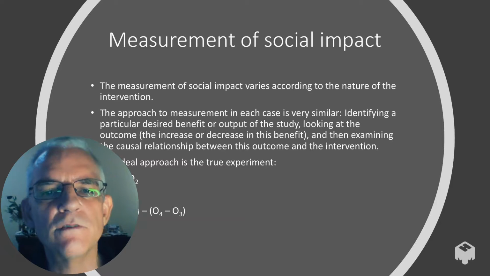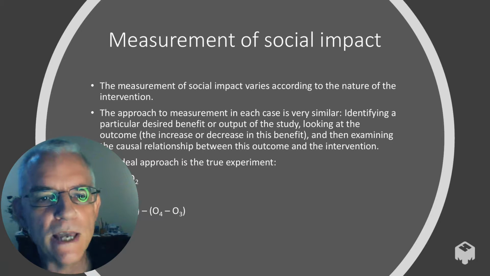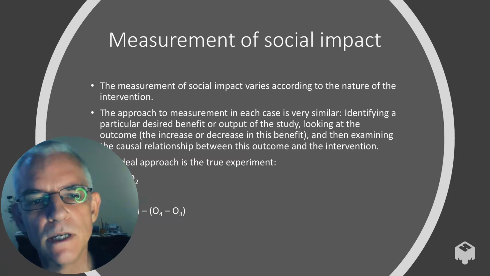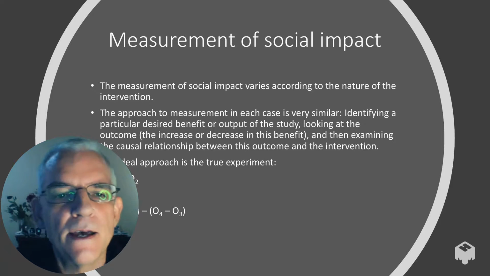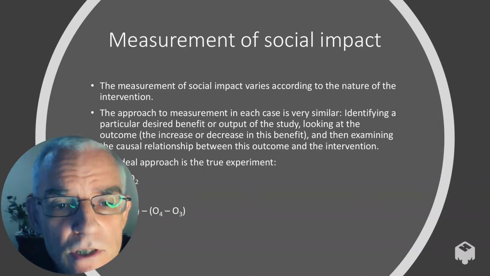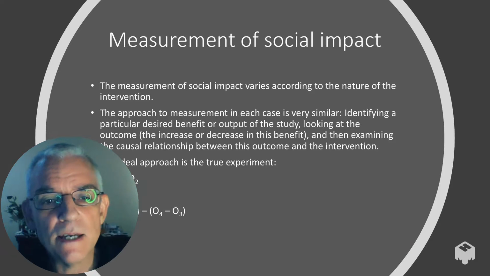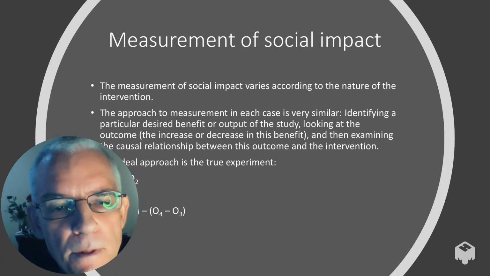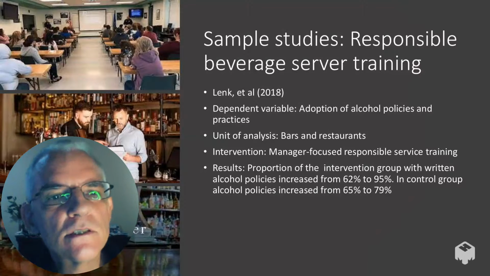The ideal approach is the true experiment, where you randomly assign participants to an experimental group or a control group, and you look at the outputs before and after the specific intervention in the case of the experimental group. And the social impact is the difference in the differences in the outputs produced by both the experimental and control group. A number of studies illustrate these points.